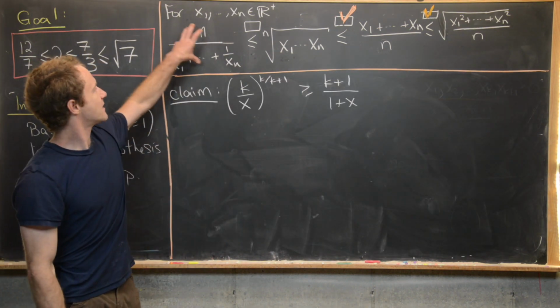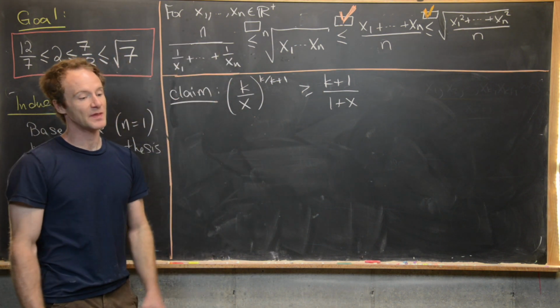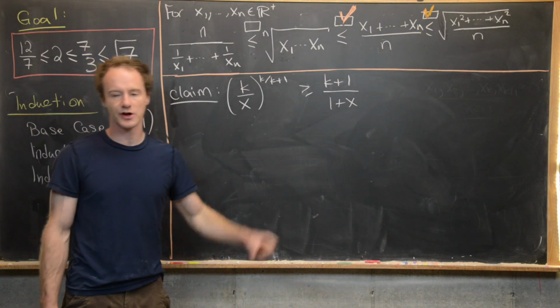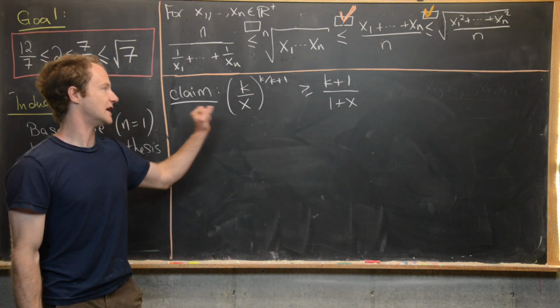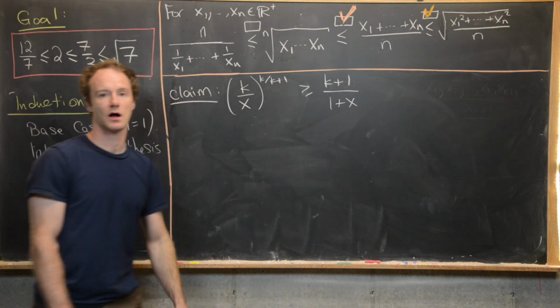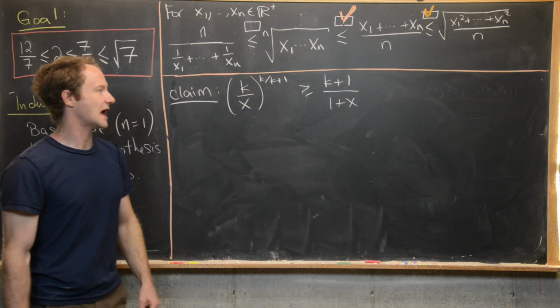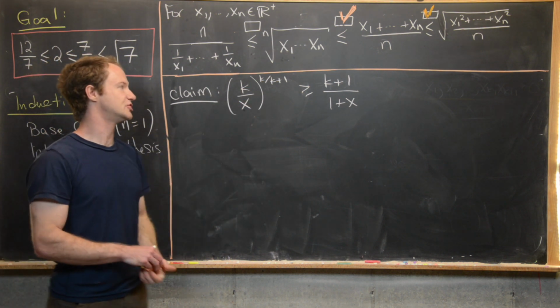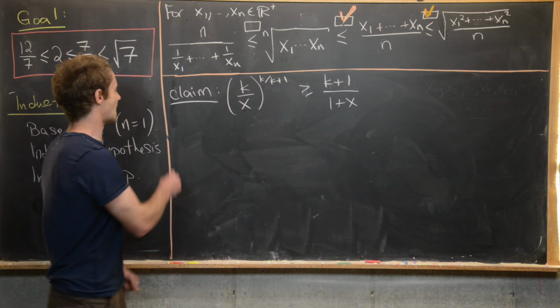So we've been proving this harmonic geometric mean inequality using induction, and on the last board we argued that the very final step of our induction would be proven if we can prove this inequality. So we've got k over x to the power k over k plus 1 is bigger than or equal to k plus 1 over 1 plus x. Okay, so let's see how this goes.